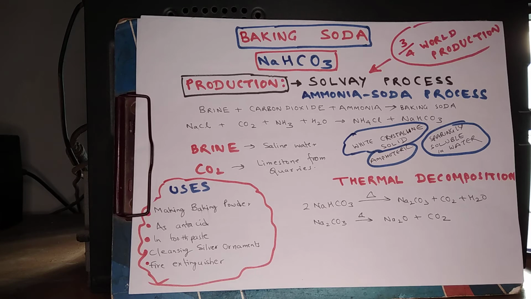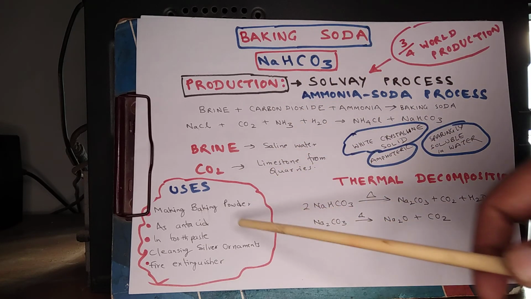Baking soda is a white crystalline solid which appears as a white powder. It is amphoteric in nature, that means it can be acidic as well as basic in aqueous solution, and it is sparingly soluble in water. Now, the usages of baking soda are for making baking powder and as an antacid in toothpaste.